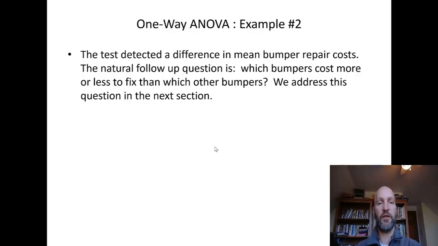Okay, so we've rejected the null hypothesis and we've determined that the average repair cost is not the same for all 4 different types of bumpers. So the natural follow-up question is, which bumpers cost more, which ones cost less? And in order to answer that question, we're going to have to do a little bit more analysis, and we're going to do that in the next section.